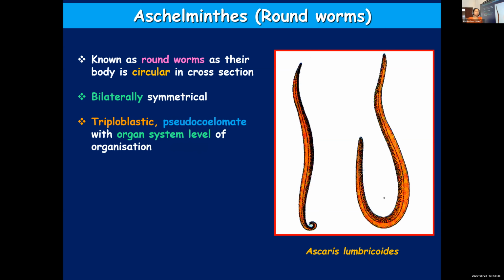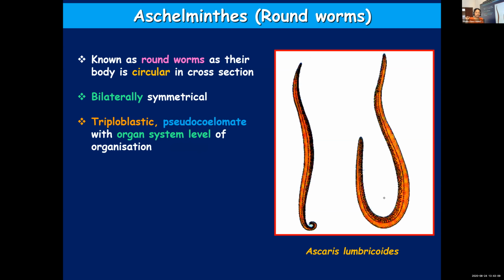Then, when compared to the previous phylum, there are two major differences. In Platyhelminthes, I told you they are acoelomate. But here, the coelom is a pseudocoelom, and this is the only phylum with pseudocoelom. You can consider this a unique feature of the phylum Aschelminthes, or as you also call it, Nematoda. Nematoda and Aschelminthes are the same.